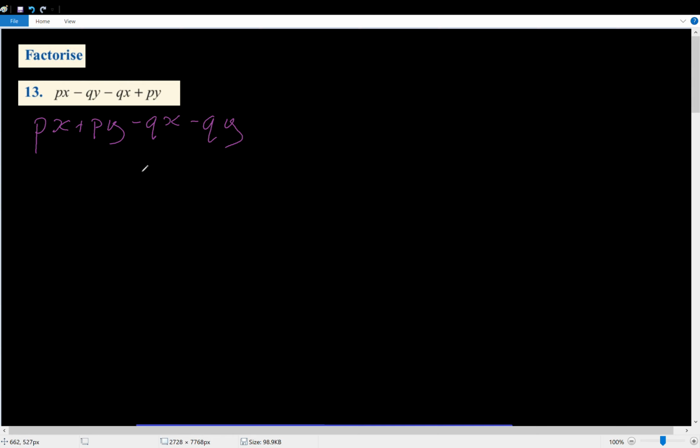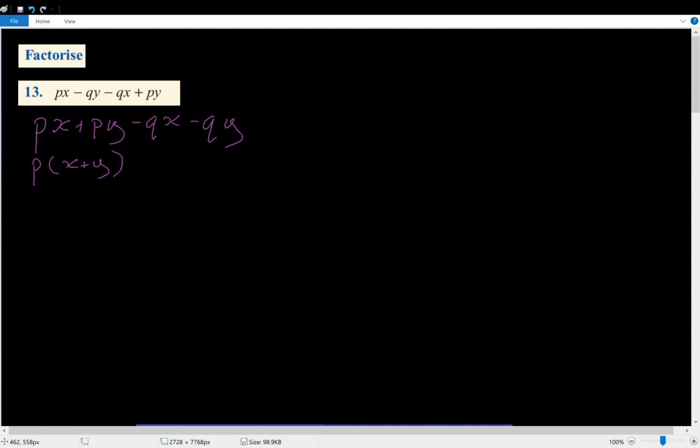Now from here, we're just going to try and factorize these out. So the highest common factor between px and py is p, so it's going to have p times, and we're going to have x plus y, like that.